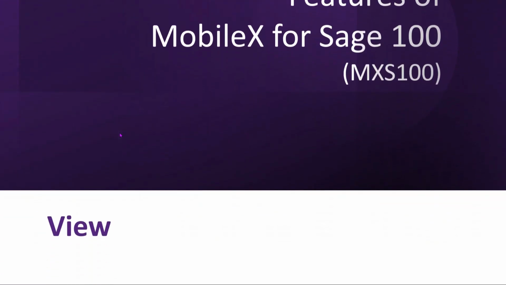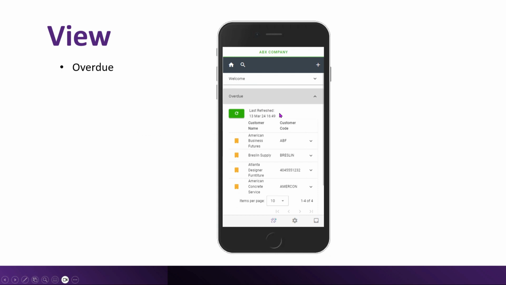Features of MobileX for Sage 100. You can view your data on the handheld device. That would include overdue accounts. So on the screen here we have 4 overdue accounts. The drop down arrow will allow you to see summary information of that. If you tap on the icon, you will be able to drill in and actually view all the details associated with American Business Futures. You can also have on your dashboard open orders and open quotes. So at a quick glance you can see where things are for your company.